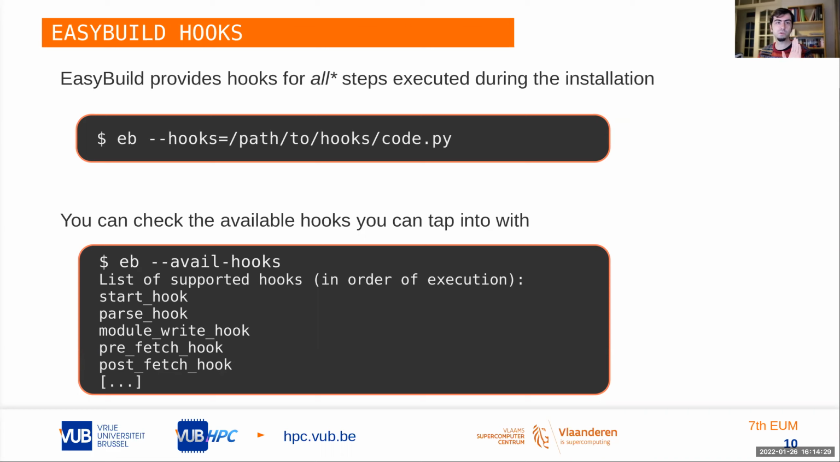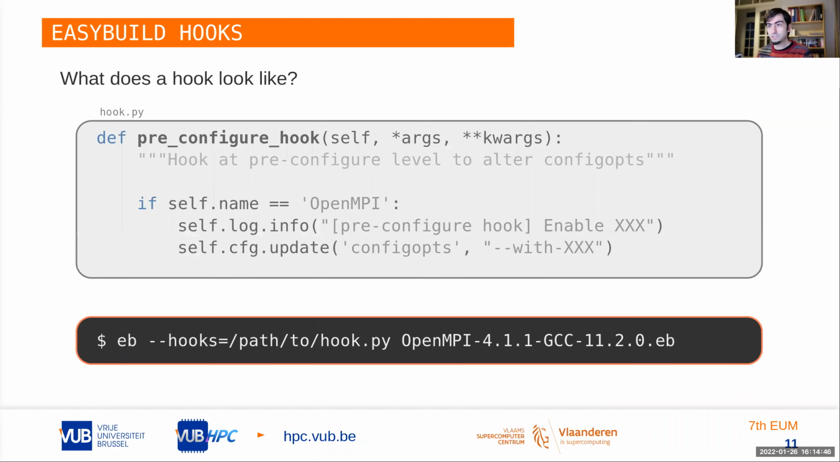And you will see that almost all, or I guess all, the steps in the installation process, like parsing the easyconfig, the configuration step, the build step, the installation step, all of those are covered by hooks before and after the step. So what does a hook look like? This is, for instance, a very minimal hook for the configure step. And this is the pre-configure hook, so it will run just before the configuration.